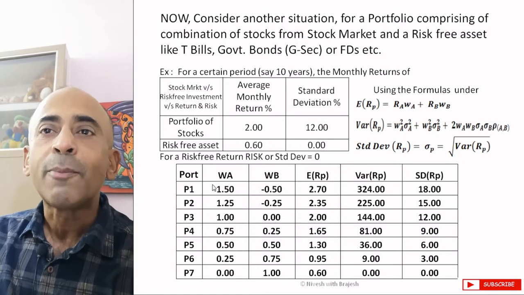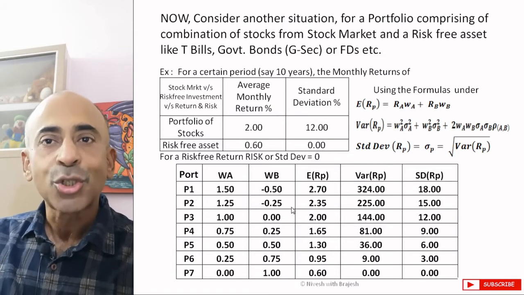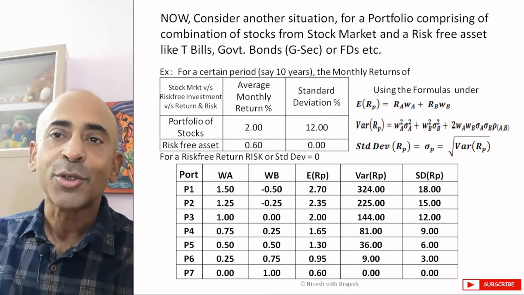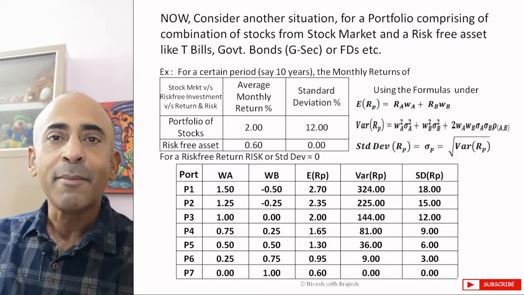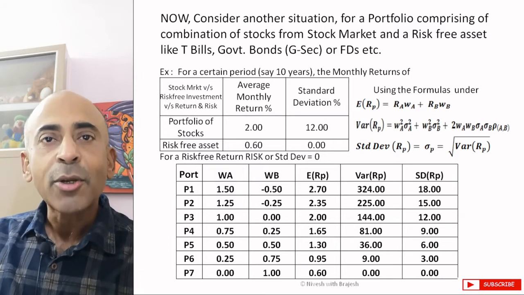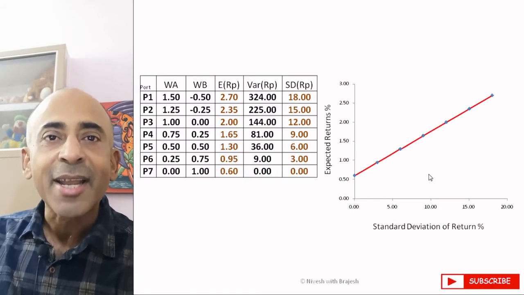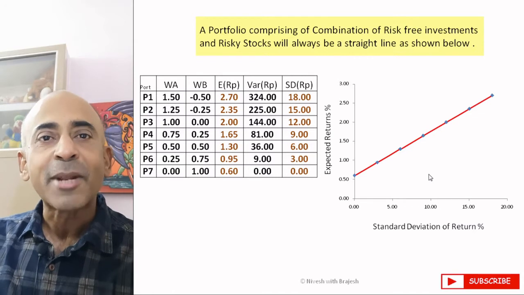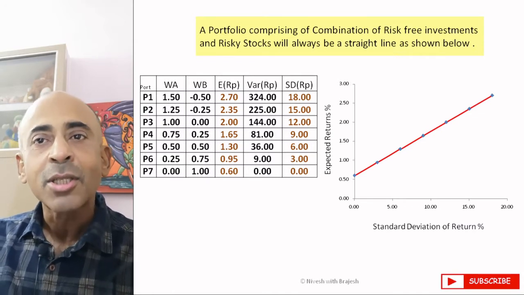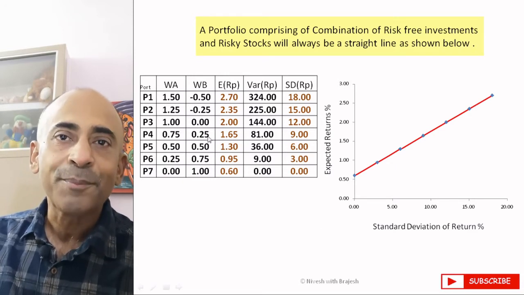Hence we get a table like this. Here P1 and P2 are portfolios where risk-free assets are borrowed and sold, that is short sold, and leverage is used to buy risky portfolio stocks from the stock market bearing high risk. Let's see how it looks. When plotted on a mean variance graph, this is how it goes. It's a straight line. That means a portfolio comprising a combination of risk-free investments and risky stocks will always be a straight line as shown below.